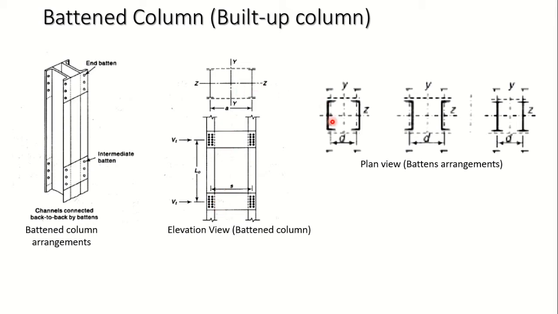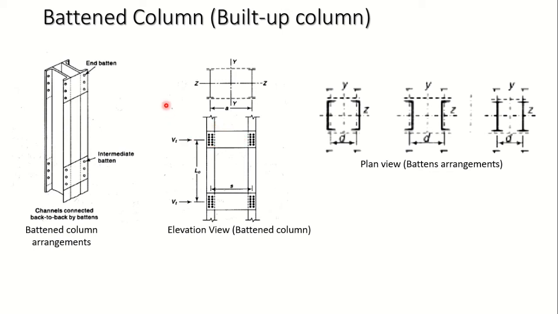Here also we can have channel sections or even I sections arranged side by side, facing towards each other or facing away from each other. In the case of channel sections, such arrangements can be provided. The only thing is that the system which will help in holding the sections of the built up member together will be through battens. These are the battens we have here, the end batten and the intermediate batten.